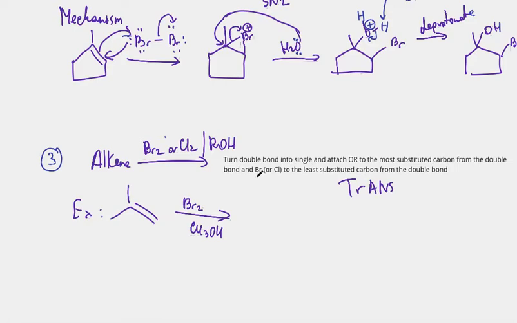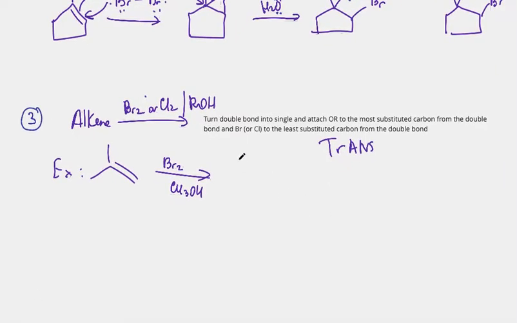And you will have to attach bromine or chlorine, depending on your reagent, to the least substituted carbon from where the double bond was. Again, our stereochemistry is trans. So let's go ahead and do this example.